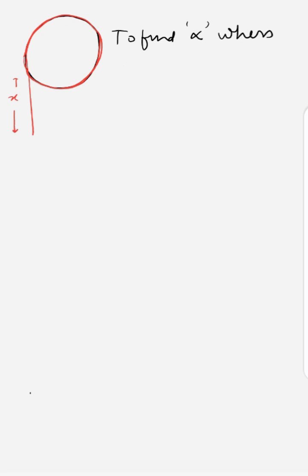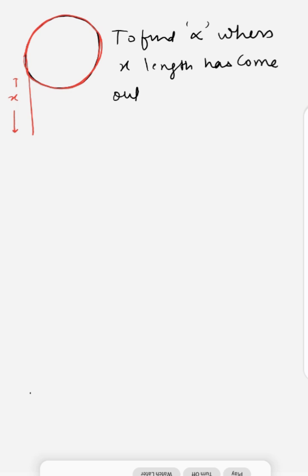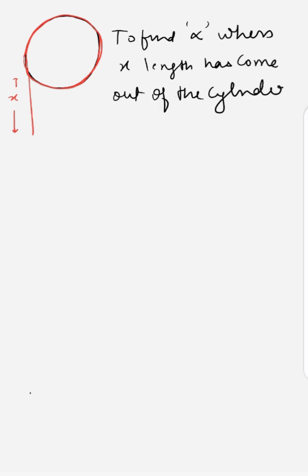Then they are asking us to find alpha, that is the angular acceleration of this cylinder, when x length has come out of the cylinder, and in terms of length x.